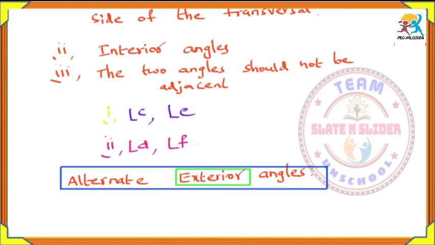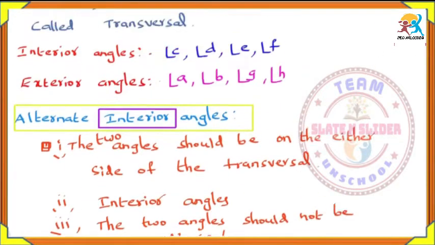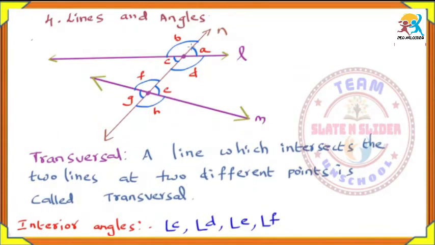In the figure, the exterior angles are angle A, angle B, angle G and angle H. On that, the two angles should not be adjacent.